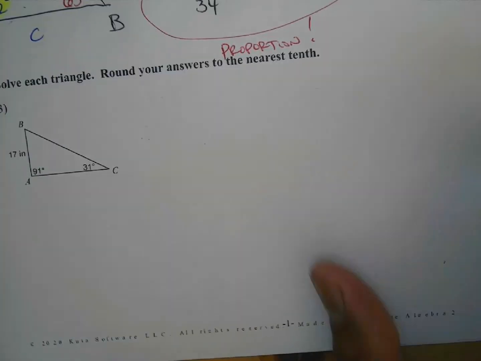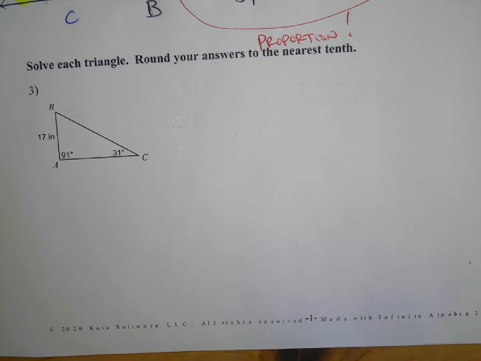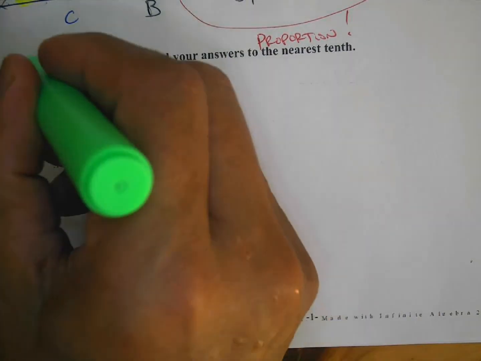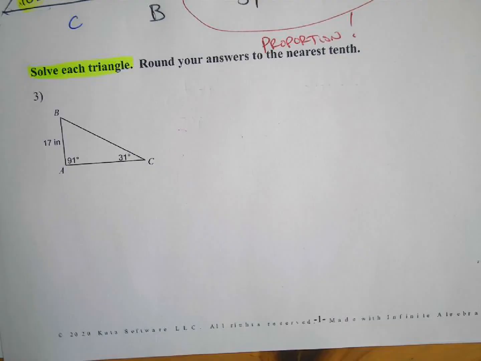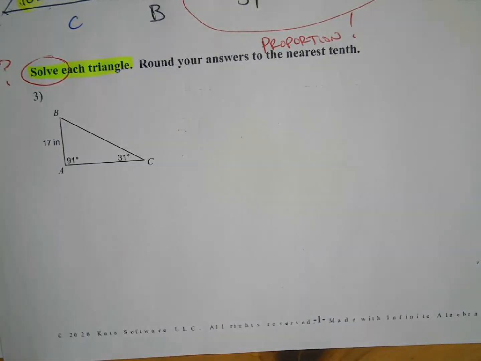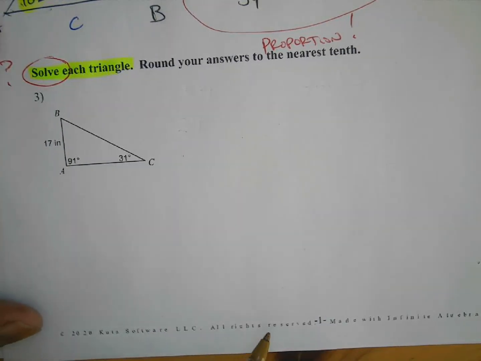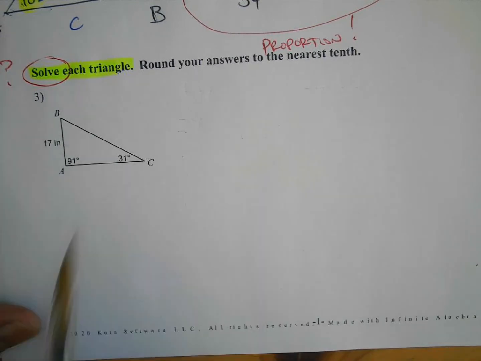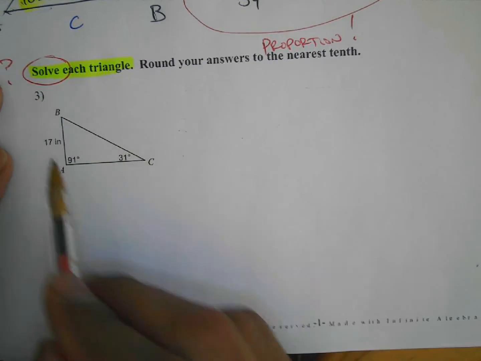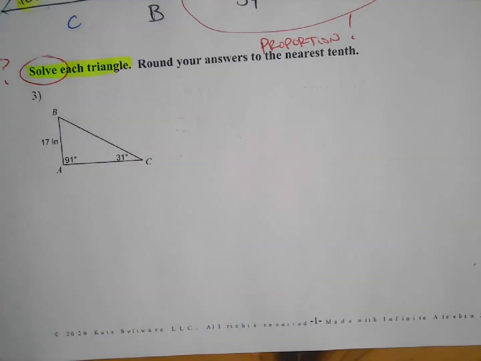Okay, these last type of problems that you're going to see is going to ask you to solve the triangle. Solve each triangle. What does that mean when it says to solve? When you're solving a triangle, that means to find all the angles. That means to find all the missing angles and to find all the missing sides. So obviously there's 3 angles and there's 3 sides.